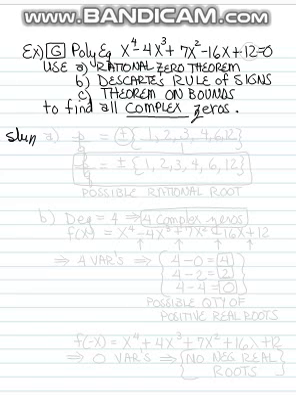Okay, we're given a polynomial equation x to the fourth minus 4x cubed plus 7x squared minus 16x plus 12 equals 0. We're asked to use part A, the rational zero theorem, part B, Descartes' rule of signs, part C, the theorem on bounds, and use those to find all the complex zeros of this polynomial equation.